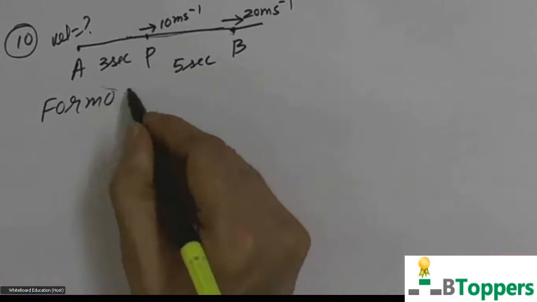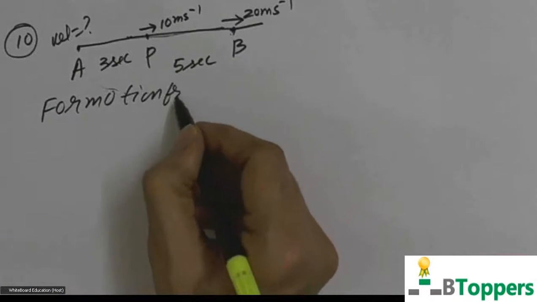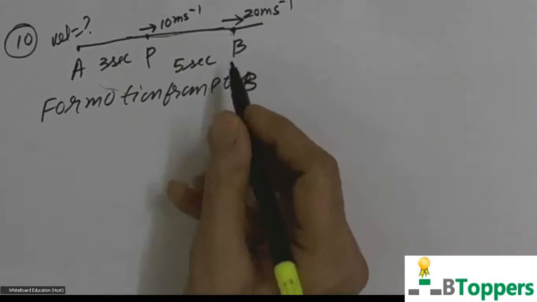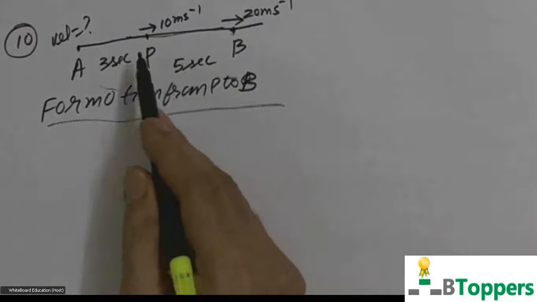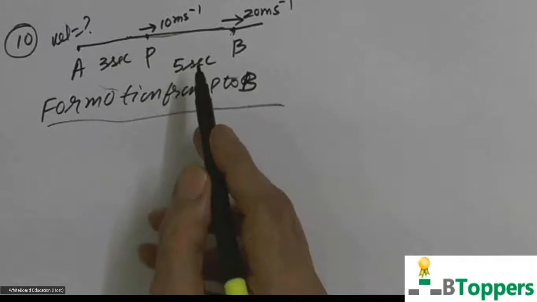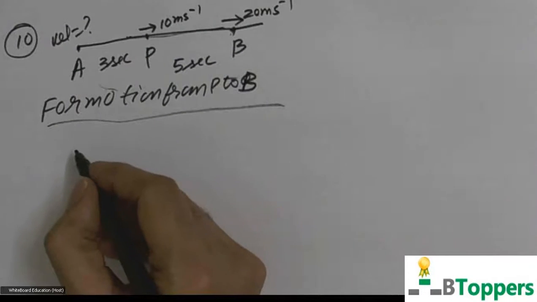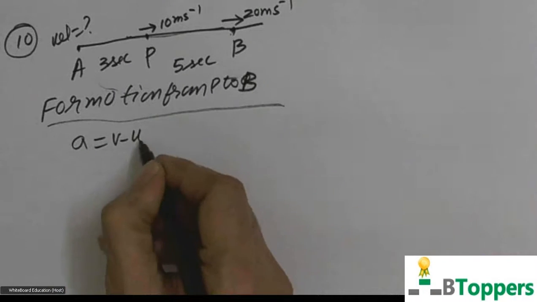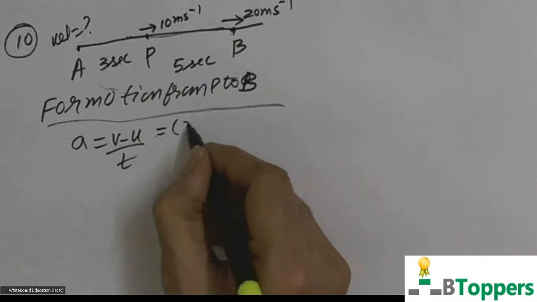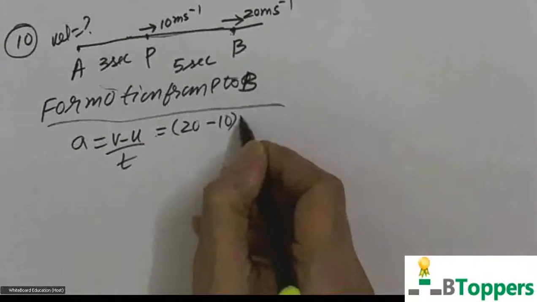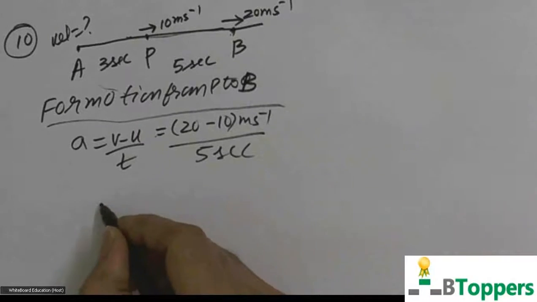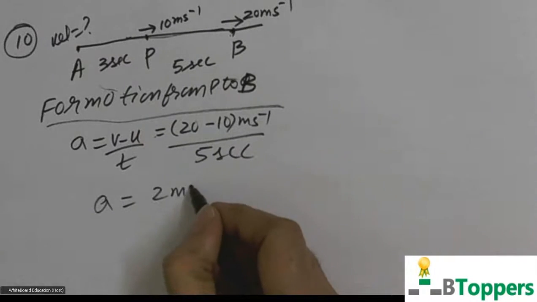So for motion from P to B, we can consider P as initial position of the body, B is the final position of the body. So initial velocity u at P is 10 meters per second, final velocity v at B is 20 meters per second. Time interval is 5 seconds. So using the formula a equal to v minus u by t for motion from P to B, final velocity at B is 20 meters per second, initial velocity at P is 10 meters per second after a time interval of 5 seconds. So you get the acceleration of 2 meters per second square.